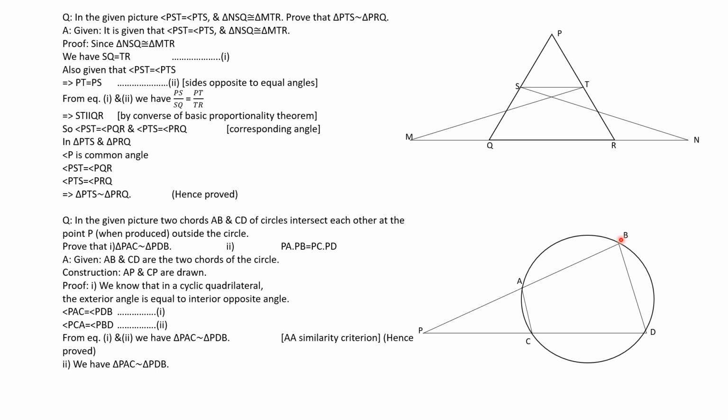Now come to the second bit. Since triangle PAC is similar to triangle PDB, we have PA by PD equals PC by PB, or this implies PA into PB equals PC into PD. Hence proved.